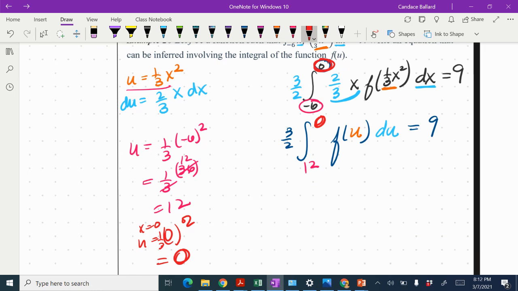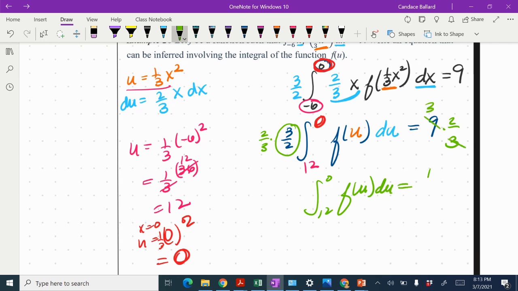The only other thing that I could do with this is, because I just want it to be f of u equals, I could take this and get it to the other side by multiplying by the reciprocal on both sides. So that would give me the integral from 12 to 0 of f of u du equals 3 into 9 3 times, and 2 times 3 is 6. So that would be our final answer on this one.